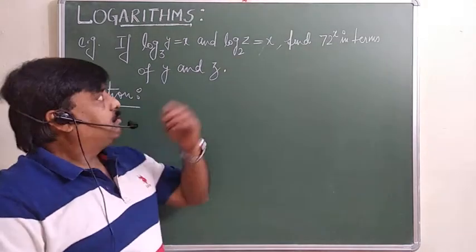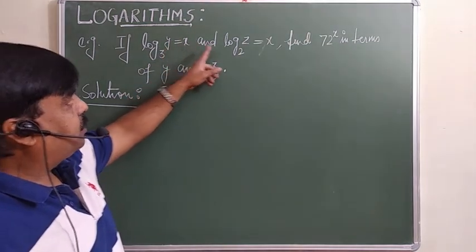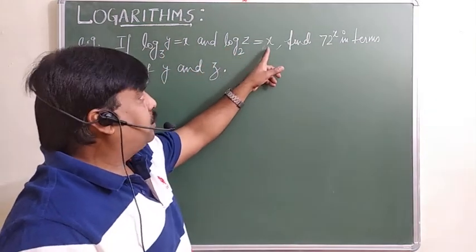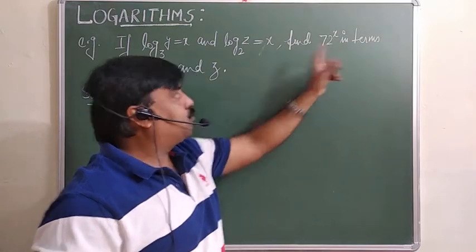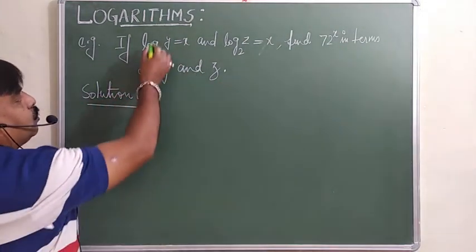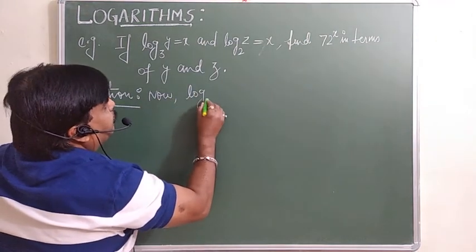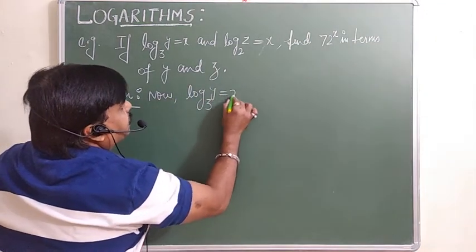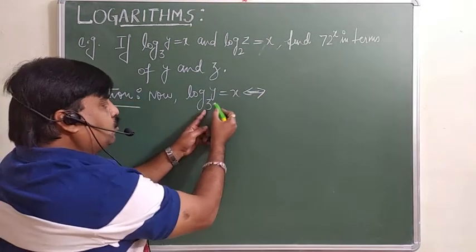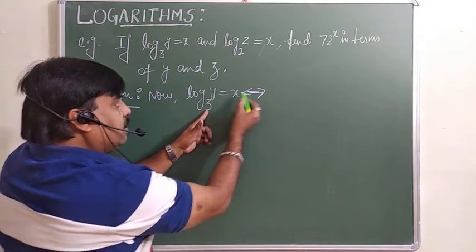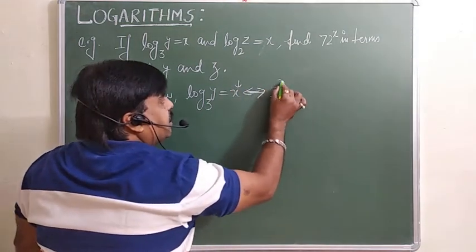Okay, now there is a question: log y base 3 is equal to x and log z base 2 is equal to x. Then you have to find the value of 72 raised to power x in terms of y and z. So look at here now. Here we are given log base 3 y is equal to x. This is your logarithm form, you can write it in the exponential form. It means 3 raised to power x, the exponent of the base will be x, and that is equal to y.